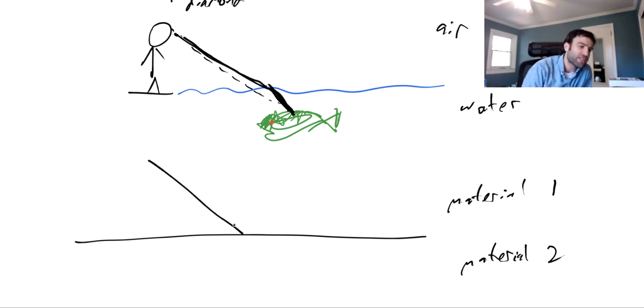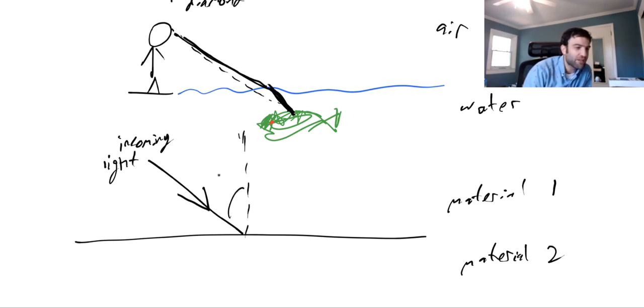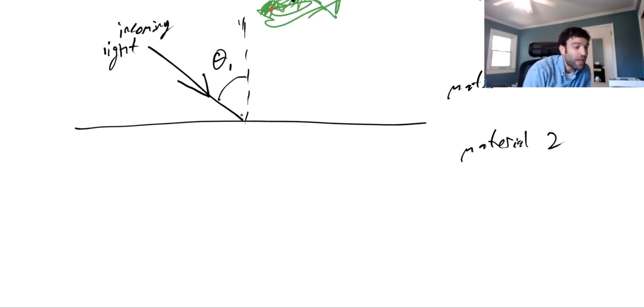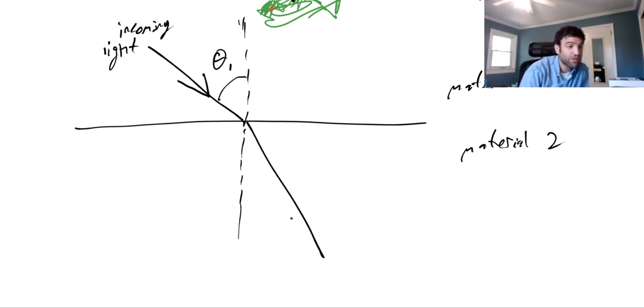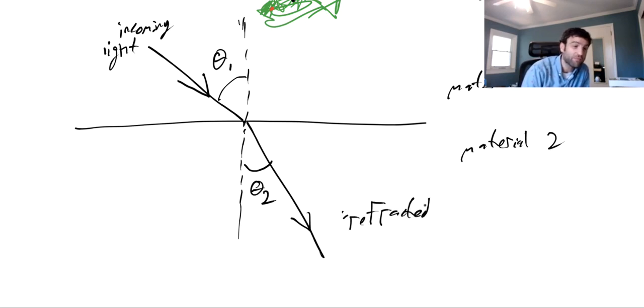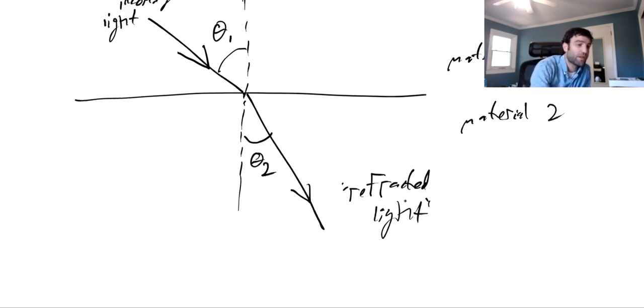What Snell's law says is that if you look at the angle an incoming beam makes, so we have incoming light over here, and it's coming in with some angle relative to the perpendicular of this surface. I'll call that theta 1, the angle that the light is making with the surface in material 1. When it passes through this material, it will go at some different angle, which I'll call theta 2. This is the incoming light, and this is what we might call the refracted light.